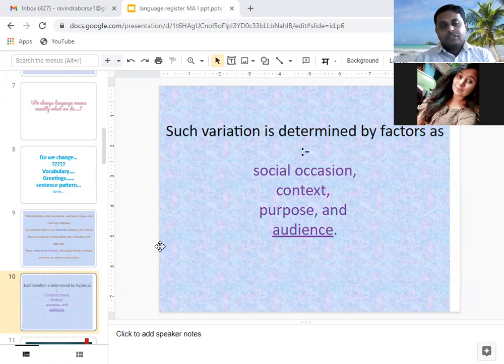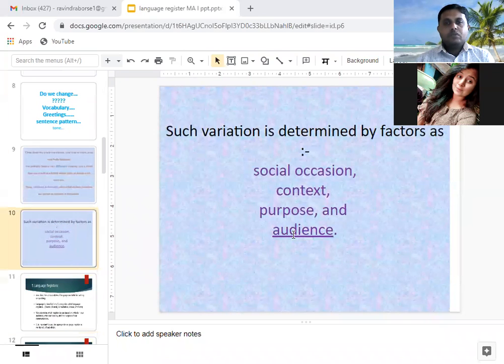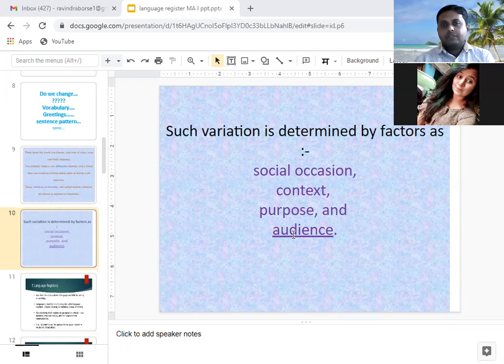So, as far as sociolinguistics is concerned, social occasion, context, purpose, and audience are very important factors. So, let's move ahead. The topic is register. Here, register means the contextual use of a language. So the language is changed as per the context, or as per the topic, or as per the situation.